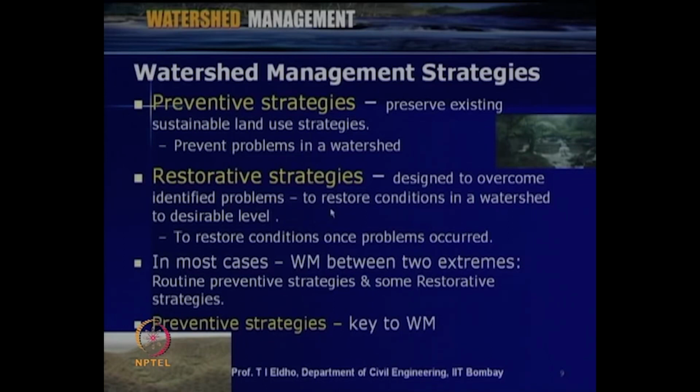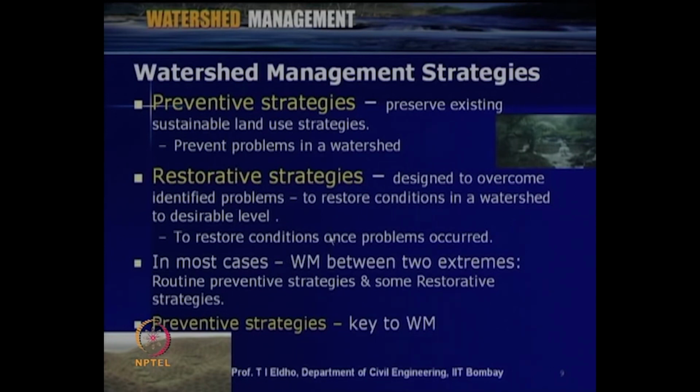An example is that we can go for water harvesting structures, so that there will be better availability of water. That can be a restorative strategy. When we construct various structures, we can also reduce soil erosion problems. If soil erosion is a major problem in the watershed, then we can restore it by constructing various structures.